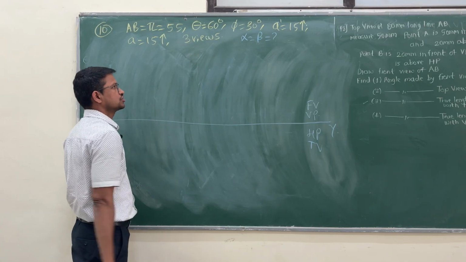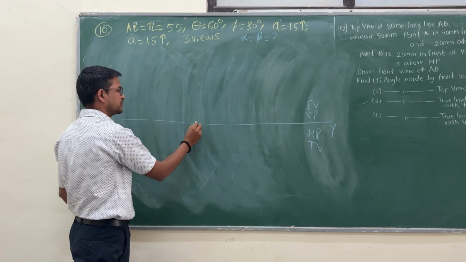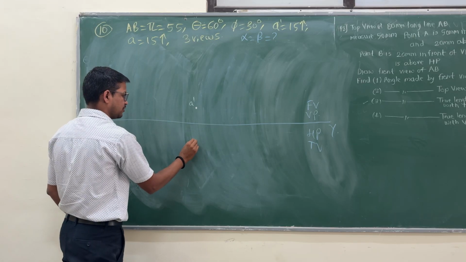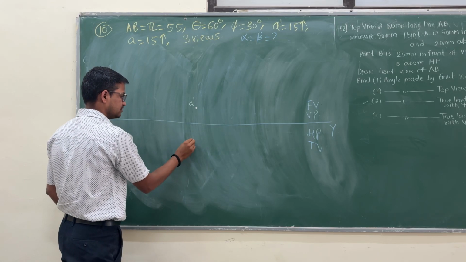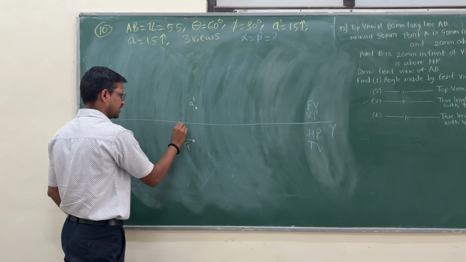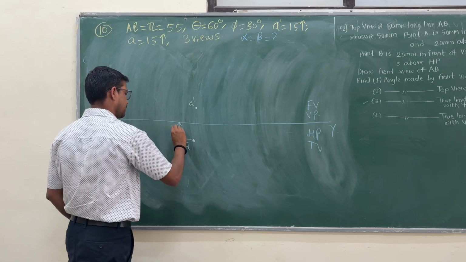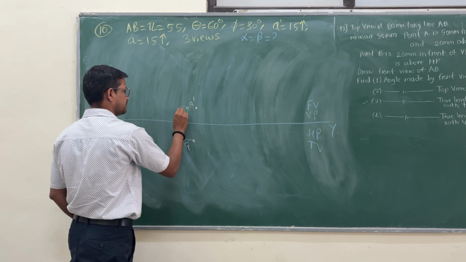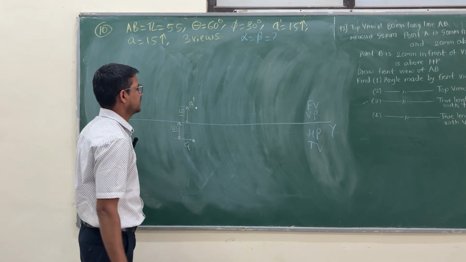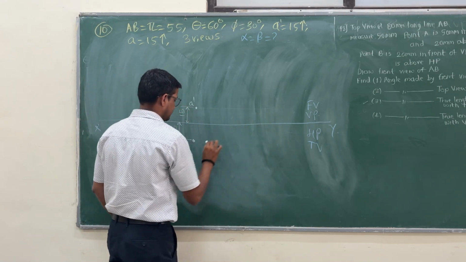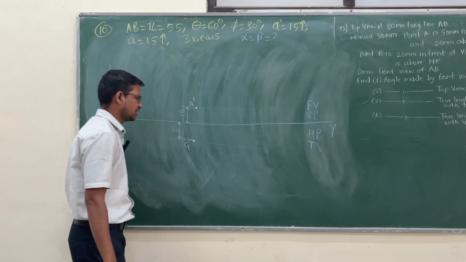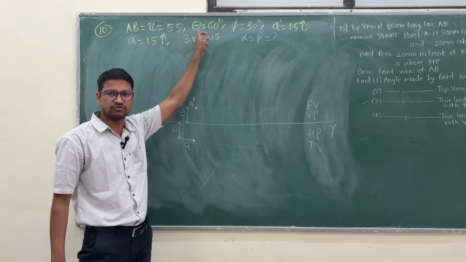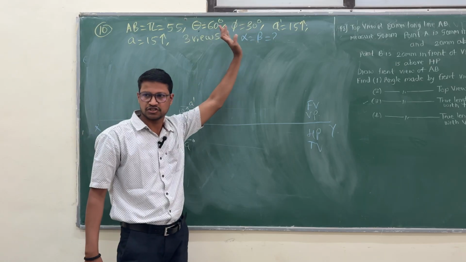Now A's position is already given above HP. How much? 15 mm, A dash, and in front of VP how much? 15 mm. So extension line, dimension line. So this is 15 mm. And what about this above HP? Again 15 mm. Fine. Now draw a horizontal line from point A and a horizontal line from point A dash. Right? Why? Because they are given the inclination with the vertical plane and the inclination with the horizontal plane.